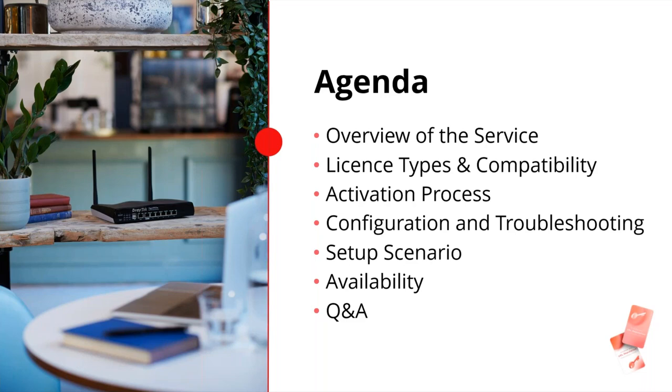Hello and welcome to the web content filtering webinar. We're going to cover the web content filtering service, the license types and compatibility. We will talk about the activation process, configuration and troubleshooting. There'll be a scenario discussed, so that will make you more familiar with some additional features Draytech routers come with. And then we'll cover the availability, and as Alex mentioned, we'll summarize it with a Q&A session at the end.